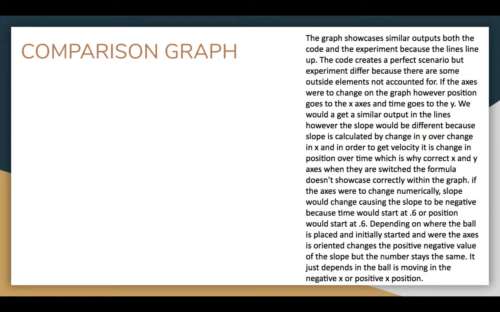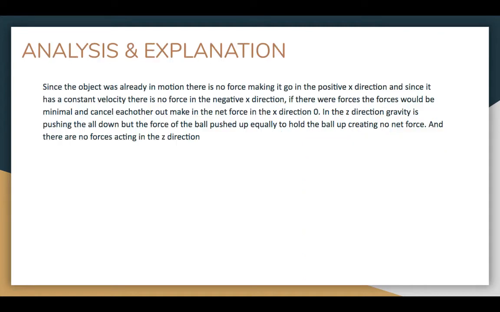If the axes were to change numerically, the slope would change, causing the slope to be negative, because time would start at 0.6 or position would start at 0.6, depending on where the ball is placed and initially started. Where the axis is oriented changes the positive or negative value of the slope, but the number stays the same. It just depends on whether the ball is moving in the negative or positive x direction.